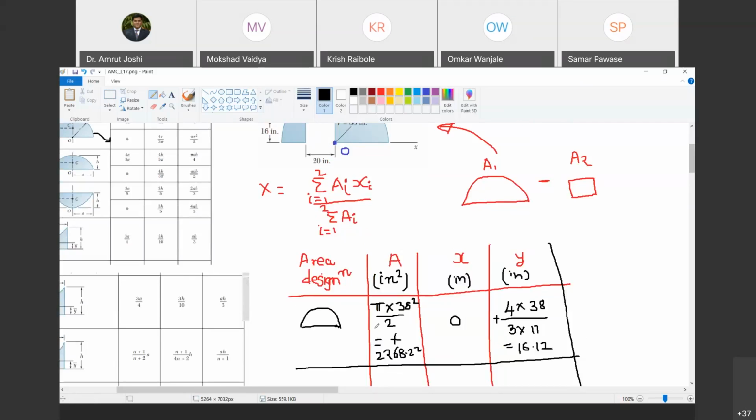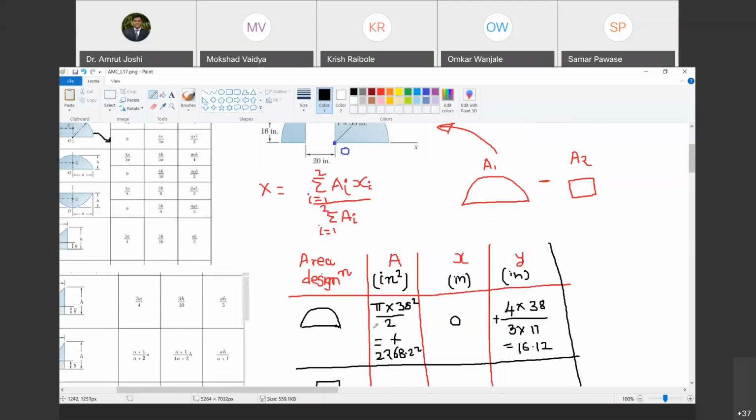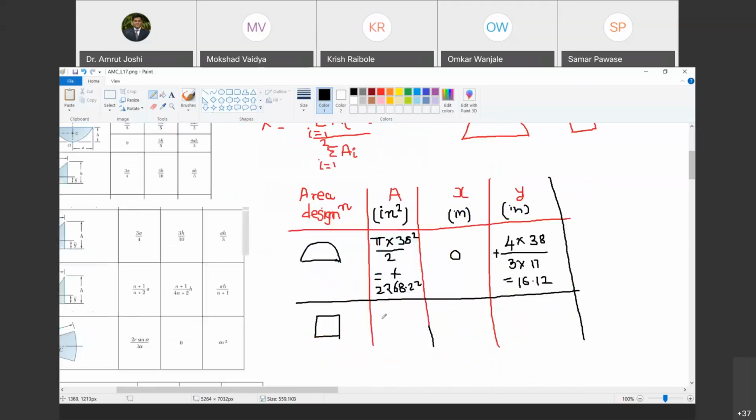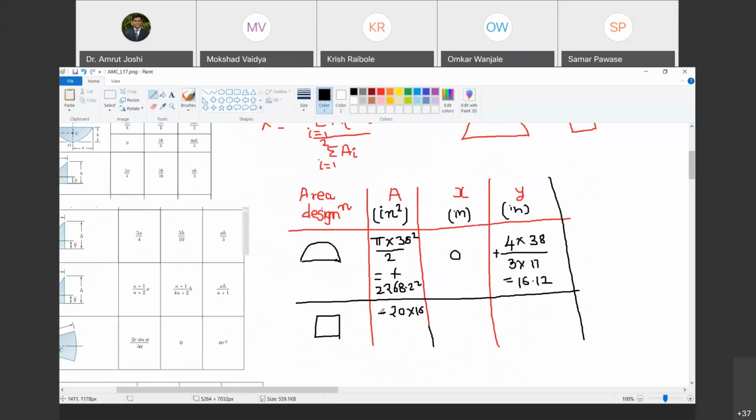Now let us look at the second area. The second area is a rectangle. What is its area? The area is going to be 20 into 16. Do you agree with me? Yes, sir. But to obtain the original figure, should I add it to A1 or subtract it from A1? Subtract. So this area is going to have a negative sign. Are you with me? Yes, sir. So tell me how much is that? Minus 320, 320 inches square. That's all right, the unit we have written on top.